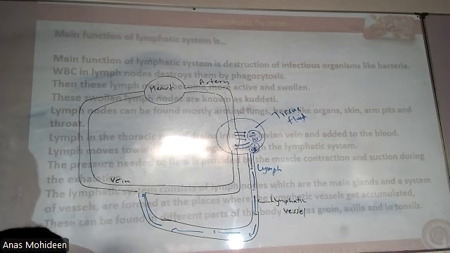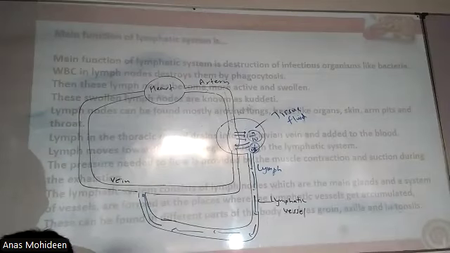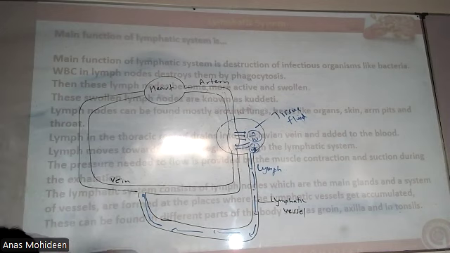And underline that the swollen lymph nodes are known as Kuddati. And write within brackets, Bubo, B-U-B-O.